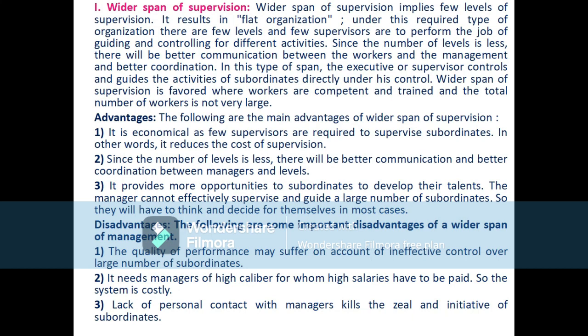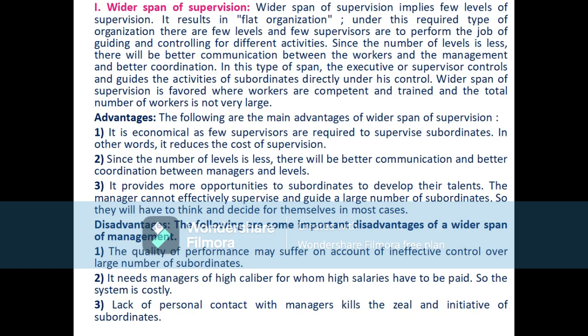Coming to the next one, it needs managers of high caliber for whom high salaries have to be paid, so the system is costly. Even though managers are less in number, we have to pay more. Why? Because in order to tackle 100 students in a class, the teacher should be very capable, very competent. Therefore she should be paid more than an ordinary person. Likewise here, the manager needs more. Only a person of high caliber can tackle that many subordinates. Therefore the pay should be high, and this incurs cost for the organization.